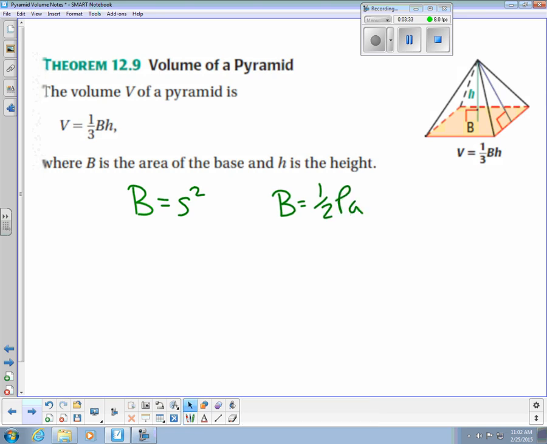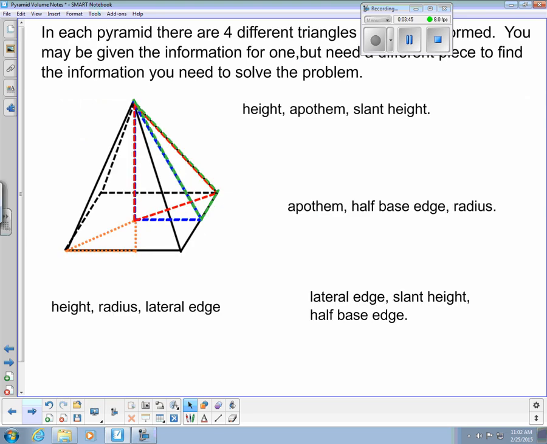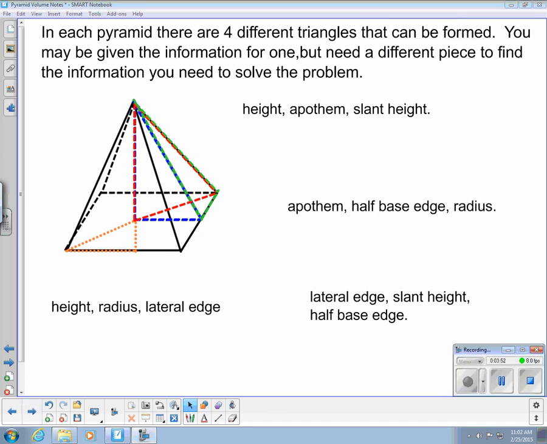For the most part, all the pyramids we're going to do will have some sort of regular polygonal base. We're not going to do ones with irregular bases like a trapezoidal pyramid, unless I do some sort of extension. All right, so here we have a picture, and it says that in each pyramid there are 4 different triangles that can be formed. They're all right triangles. You can be given any kind of information for one of them, but you might need a different piece of information to solve the problem.